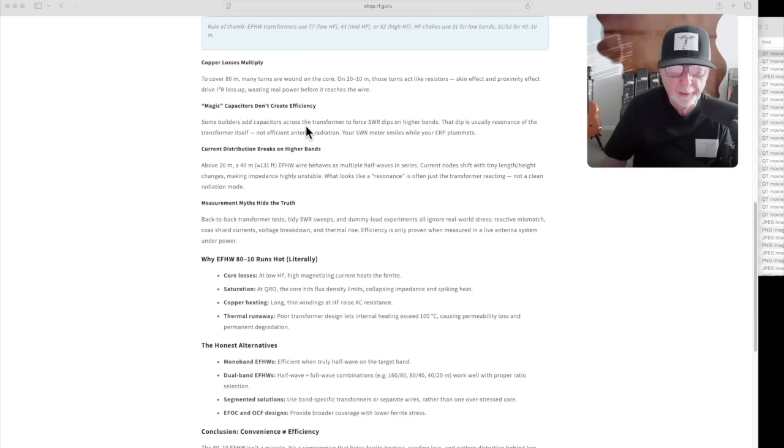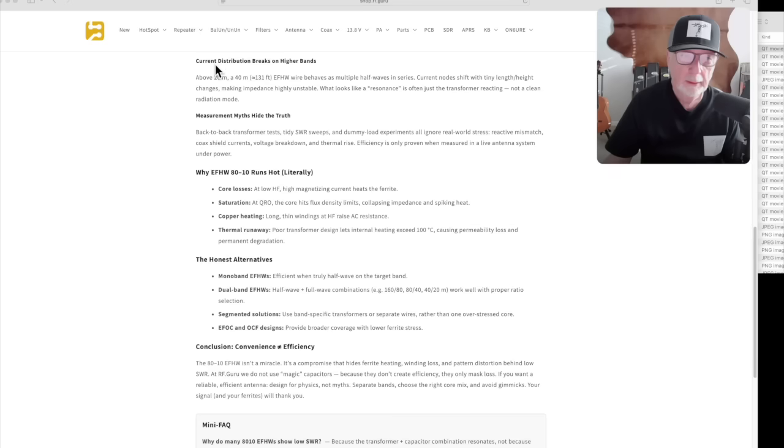Some builders add capacitors across the transformer to force SWR dips on higher bands. That dip is usually resonance of the transformer, not efficient antenna radiation. Your SWR meter smiles while your ERP plummets, your effective radiated power. All right, next, current distribution breaks on higher bands. Above 20 meters, a 40-meter end-fed half-wave behaves as multiple half-waves in series. Current nodes shift with even a tiny length or height change, making impedance highly unstable. Now, what looks like resonance is often just the transformer reacting, not a clean radiation mode.